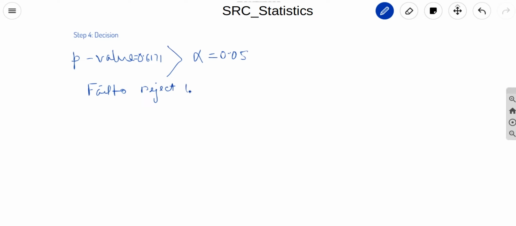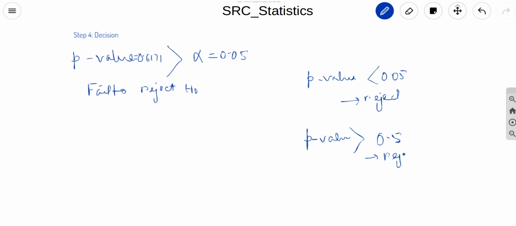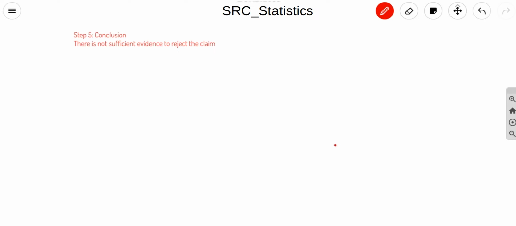Whether the test is left-tailed, right-tailed or two-tailed, we always see whether the p-value is less than 0.05, then we reject the null hypothesis. If the p-value is greater than 0.05, we fail to reject. This is valid for all types of tests, that is left-tailed, right-tailed or two-tailed. The p-value approach also gives the same conclusion: since we fail to reject, there is not sufficient evidence to reject the claim. So we are done with the first part of the problem.